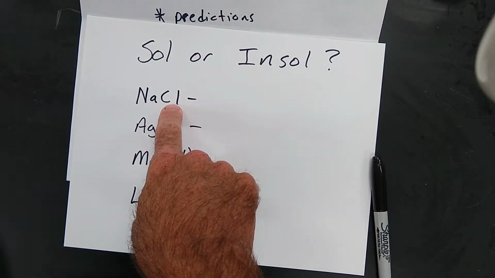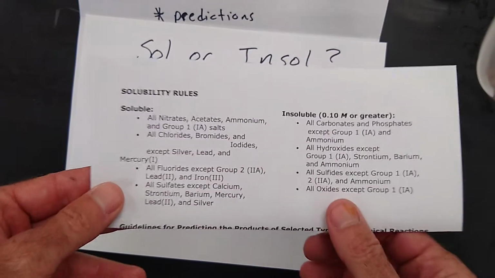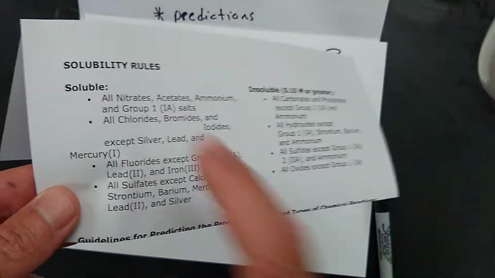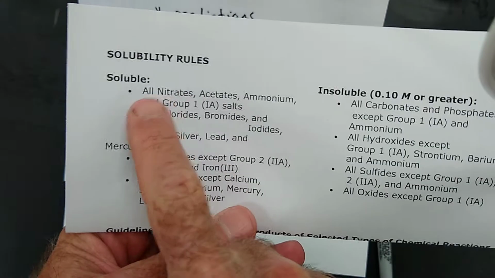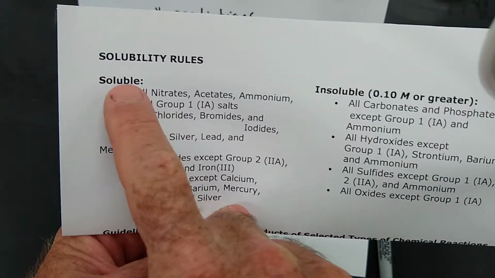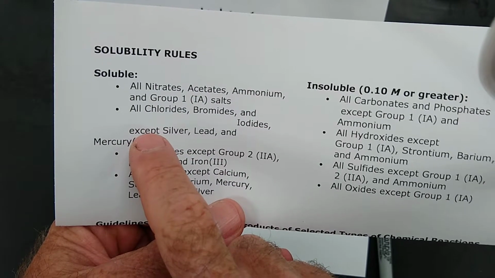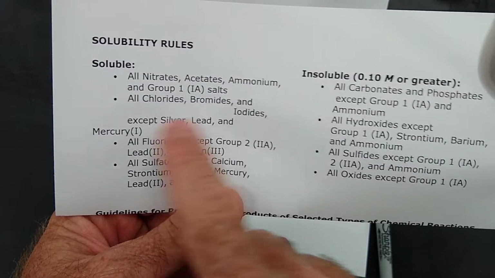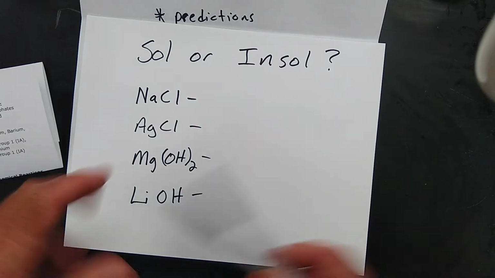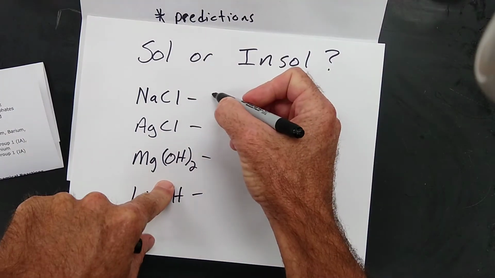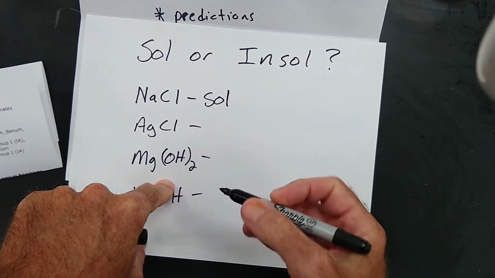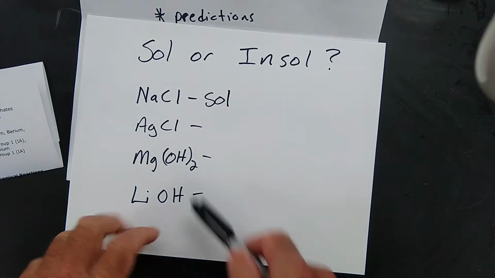Sodium chloride, okay? We're looking on the top of page 6 here. Look at this second bullet point right here. All chlorides are soluble, with the only exceptions being silver, lead, and mercury. So sodium chloride is soluble. And yes, you know salt dissolves in water.